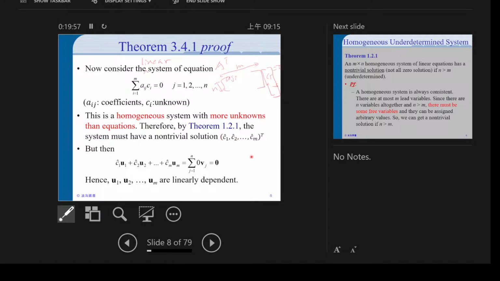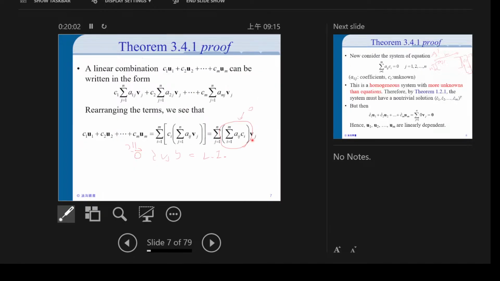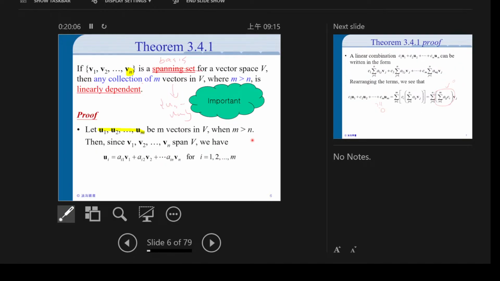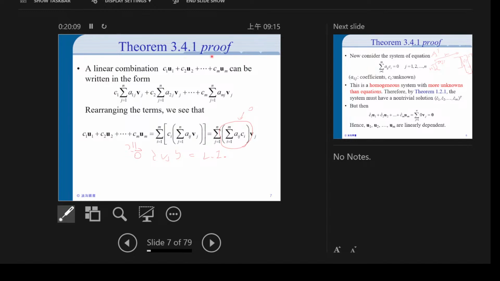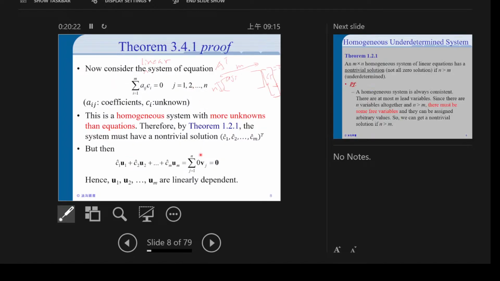Our non-trivial solution is c1 hat, c2 hat to cm hat. But where do we get c from? We get c from this linear combination, c1u1 plus c2u2 plus up to cnun equal to 0. Let's satisfy the equal to 0, and we see there is a non-trivial solution. So we see that there is a non-trivial linear combination of u that gives you the 0 vector.